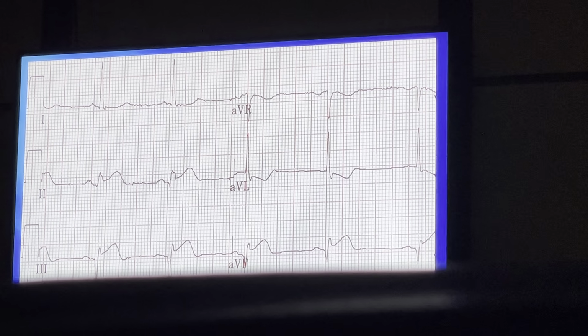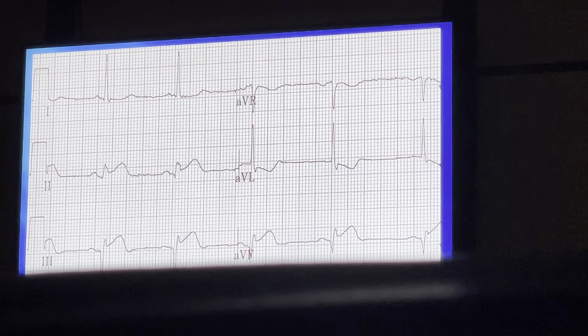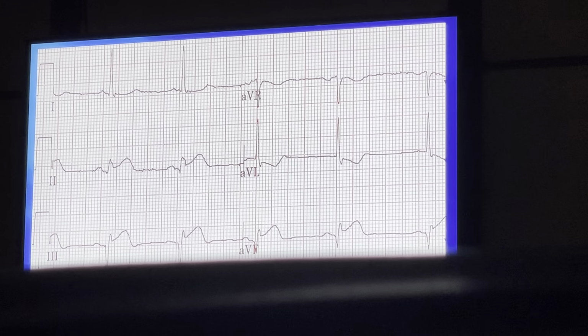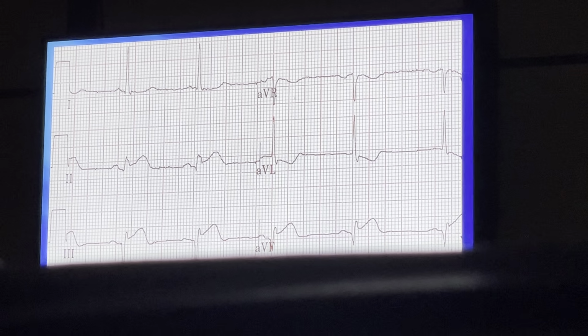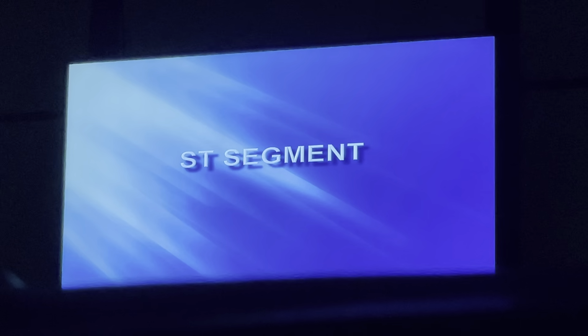So what is this? Pathological Q waves. These are the pathological Q waves in which leads? Inferior. In inferior leads 2, 3 and aVF, along with ST elevation. Next. ST segment.